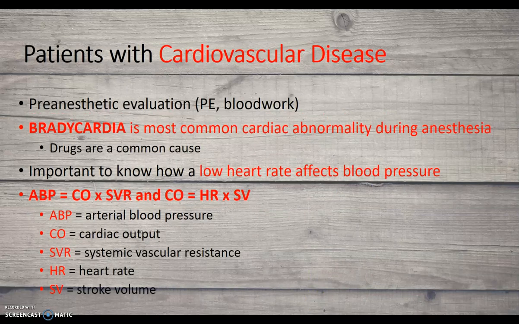A way to try to work around this is make sure you do pre-anesthetic evaluations, such as your physical exam and blood work. Most likely, you'll see bradycardia is the most common cardiac abnormality during anesthesia, often caused by drugs. And it's worth knowing how your low heart rate affects blood pressure. So here it shows you how arterial blood pressure equals the cardiac output times the systemic vascular resistance, and also CO equals heart rate times stroke volume. So memorize these equations. But you can see that if your heart rate is low, that would directly lower your cardiac output and your blood pressure.